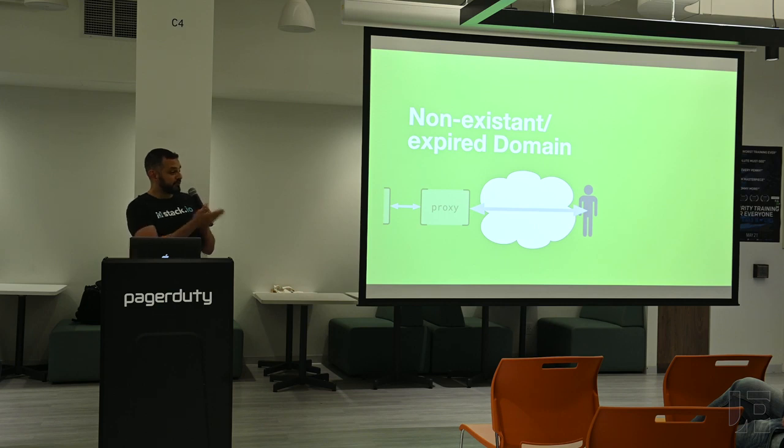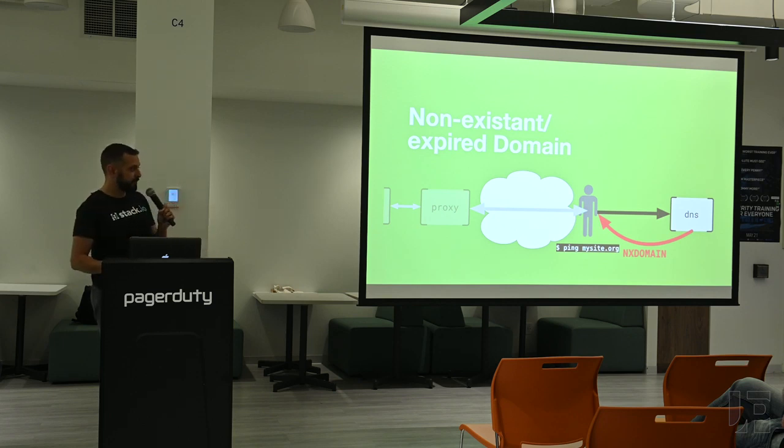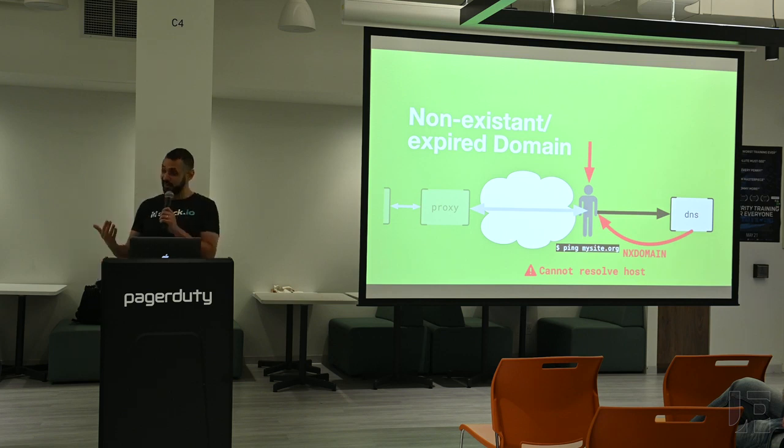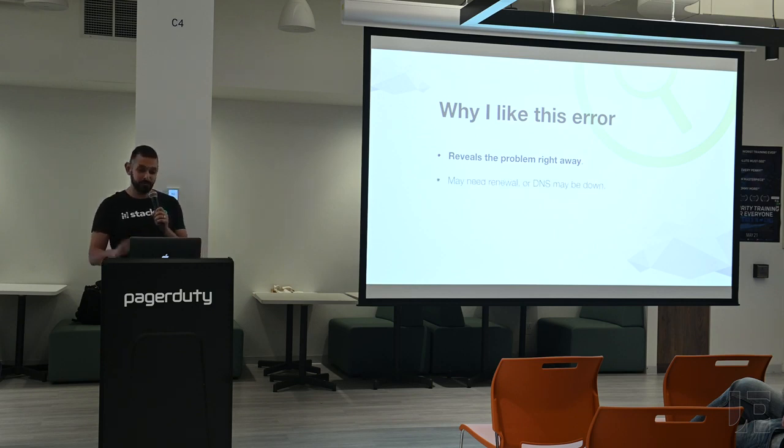So imagine your client over here and something's wrong, so I'm going to try pinging the site to see what's going on. It's going to make an authoritative DNS lookup to resolve that name, and if it doesn't exist or it's expired, you're going to get an NXDOMAIN thrown right back to you, at which point your client is going to give this "cannot resolve host" error. I like this error very much because it reveals the problem right away. You know what the problem is, you pretty much can drop what you're doing and focus on the domain name.